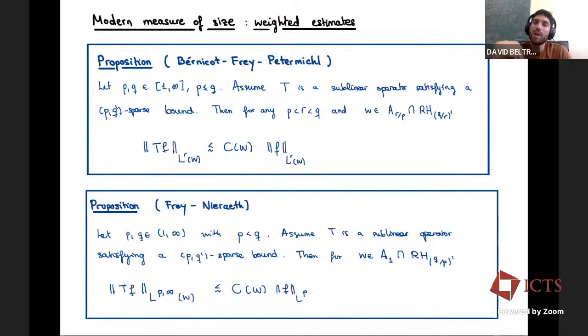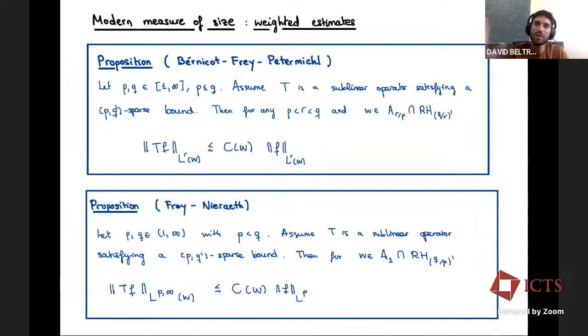So then what we are going to do is prove a sparse domination result, and then we are going to use the Frey–Nieraeth proposition to deduce the weighted PP estimate in these classes. And if we get the right reverse-order exponent, the one that we claimed earlier on, then we can do this limiting argument and obtain the result, the extension of Vargas' result for some bigger than 1.